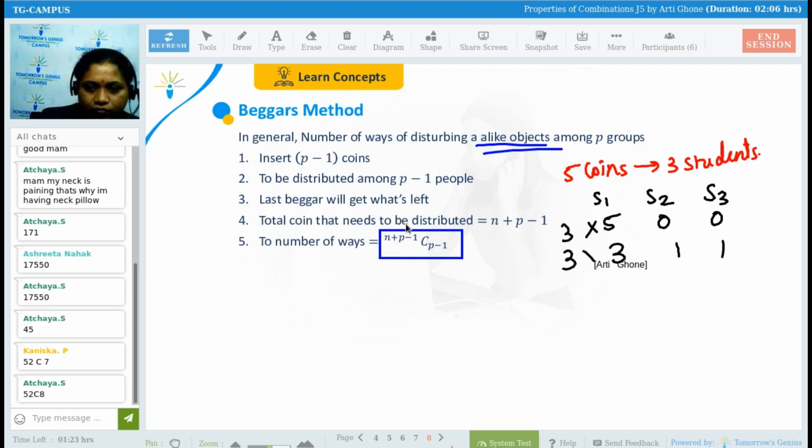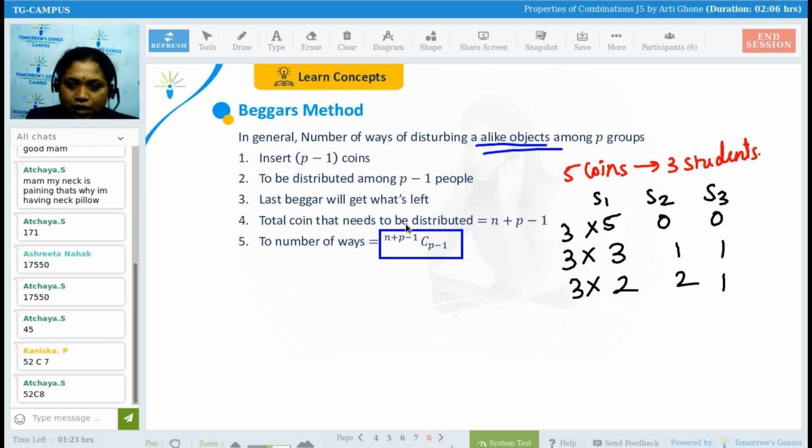3, 1, 1. This is also triple. Either S1 will get 3 or S2 will get 3 or S3 will get 3. Clear? Then what is the next possibility? 2, 2, 1. So this is again multiplied by 3. Clear? So these are the possibilities. Is there any other possibility?